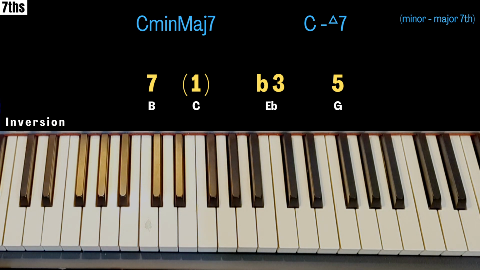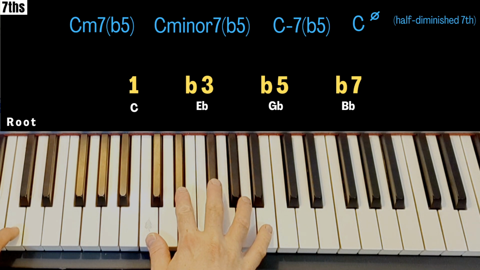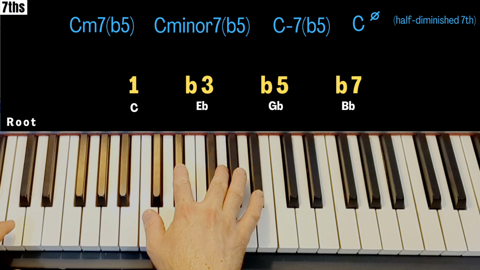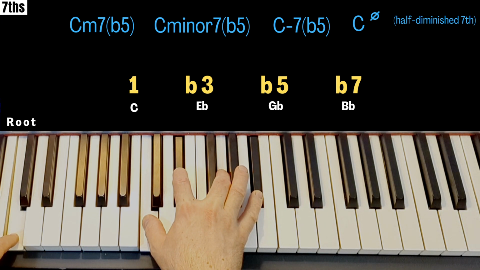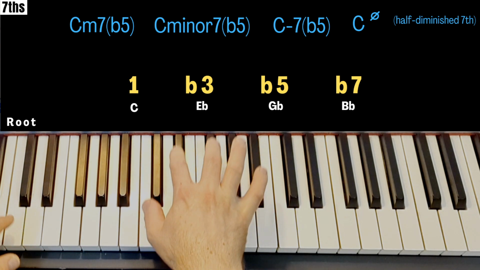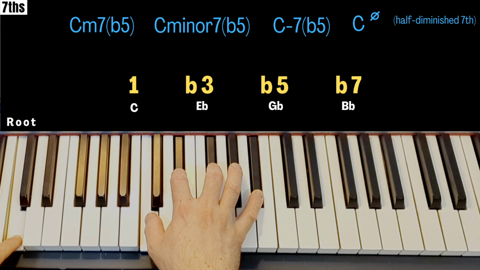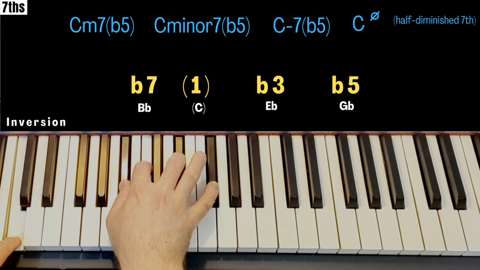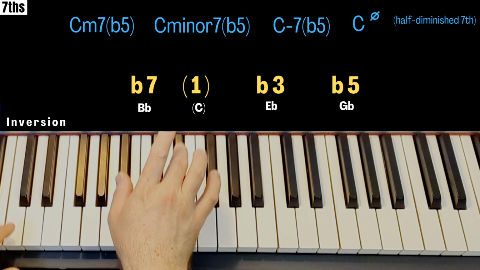Okay, then we've got C minor 7, flat 5. So just like our C minor 7 here, we're going root, flat 3rd, but then also the flat 5 and the flat 7. Again, I love to build this chord off the flat 7. And sometimes I take the root out as well.